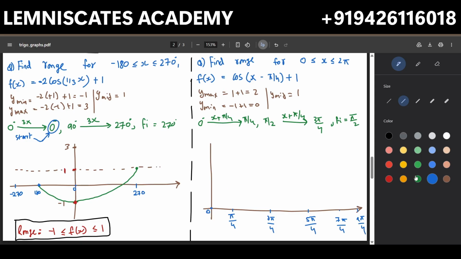And now the graph is going to start at the maximum value at pi by 4. The maximum value is at 2. The middle value is at 1. So at pi by 4, you're going to have maximum. At 3 pi by 4, it will be middle. At 5 pi by 4, it will be minimum. At 7 pi by 4, it will be over here. And now you can just complete your graph. Okay, you can just simply complete your graph. Let me do it.